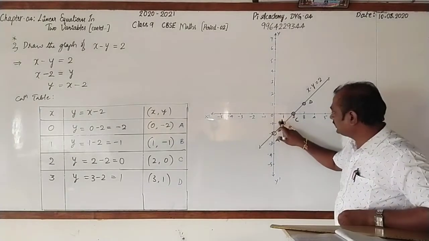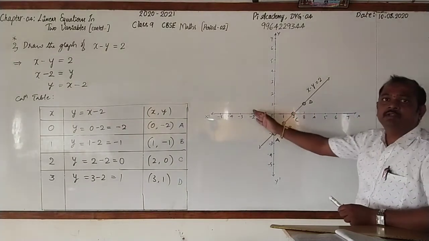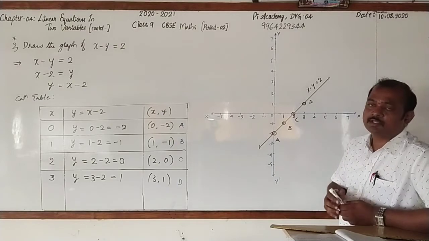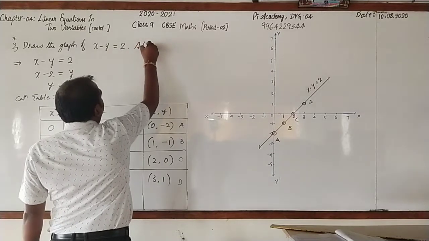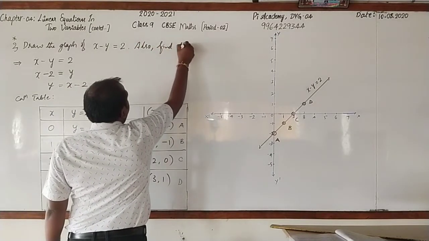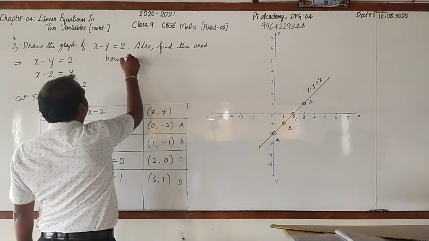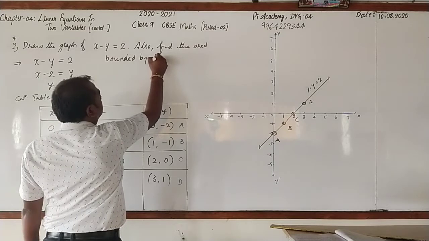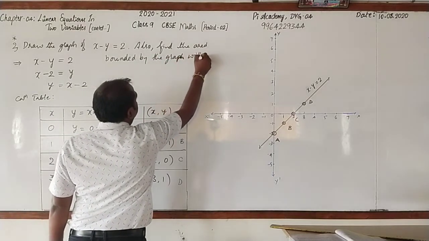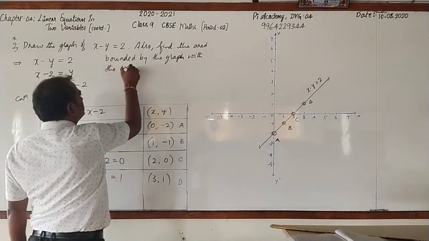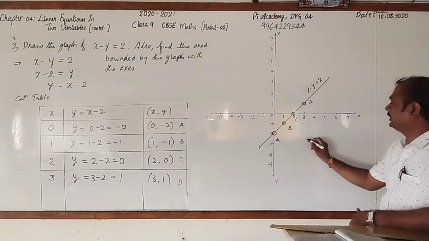Then shall we go for finding the area bounded by the graph of the equation with x and y axis? Yes, I'll go for including this. Also, find the area bounded by the graph with the axis, that is both x and y axis. Here I'll find out the area.